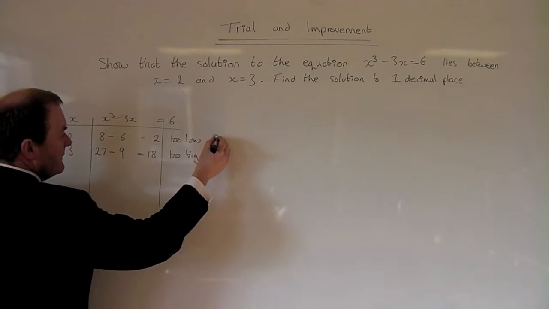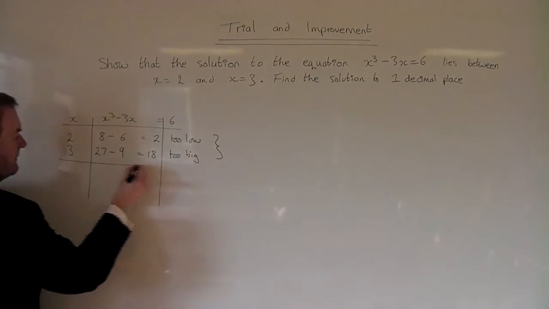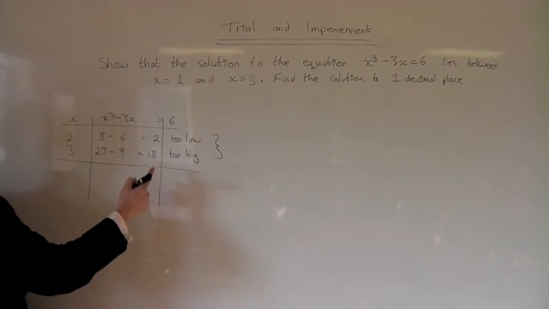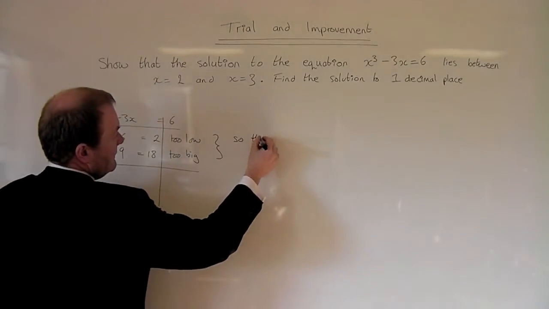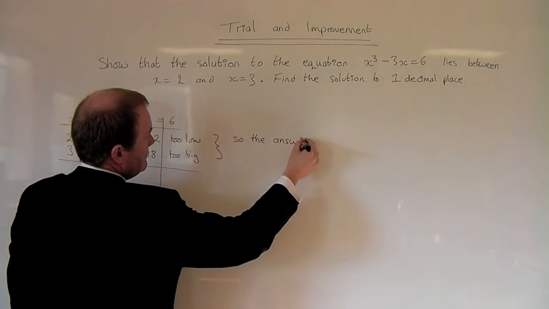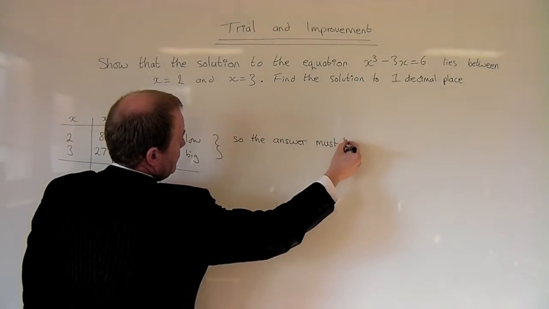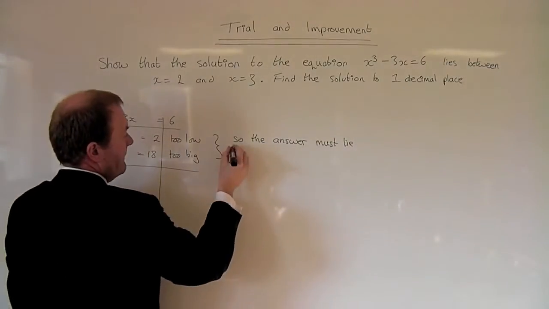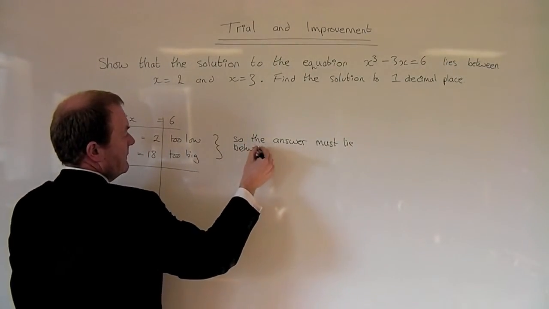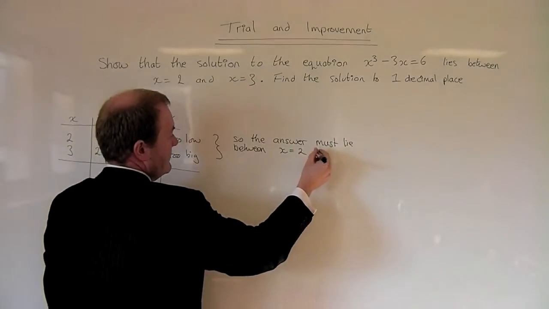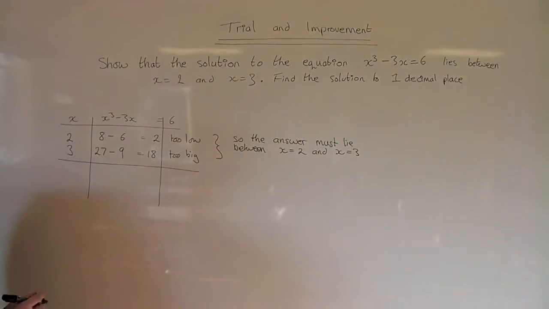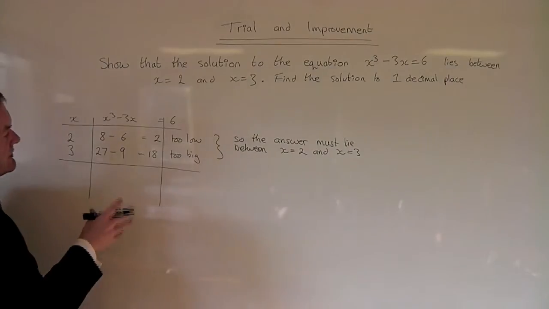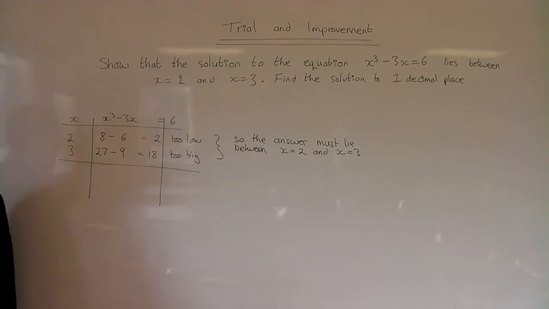So I can show here, just rule off. I can show that the answer must lie between these two. So the answer must lie between x equals 2 and x equals 3. So that's the first part of the question done, and I've been very clear showing my working out. So for the second part of the question, I need to find the solution to one decimal place.